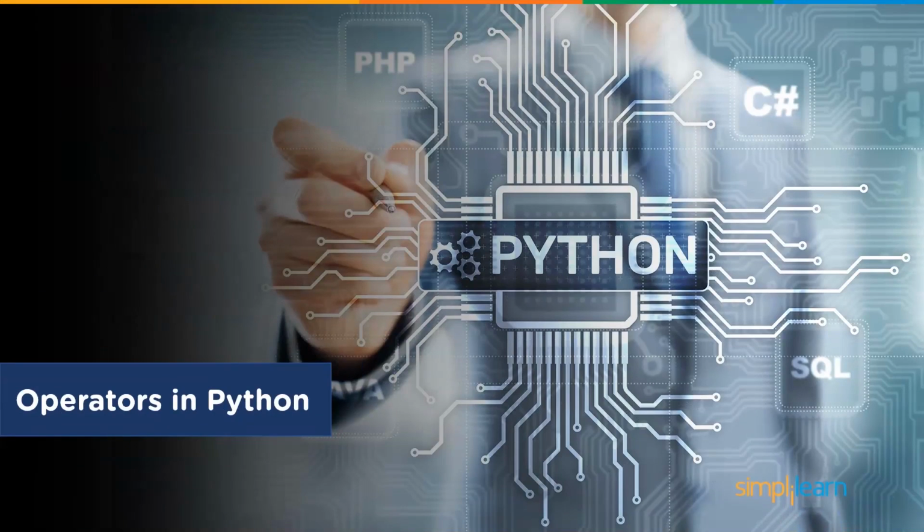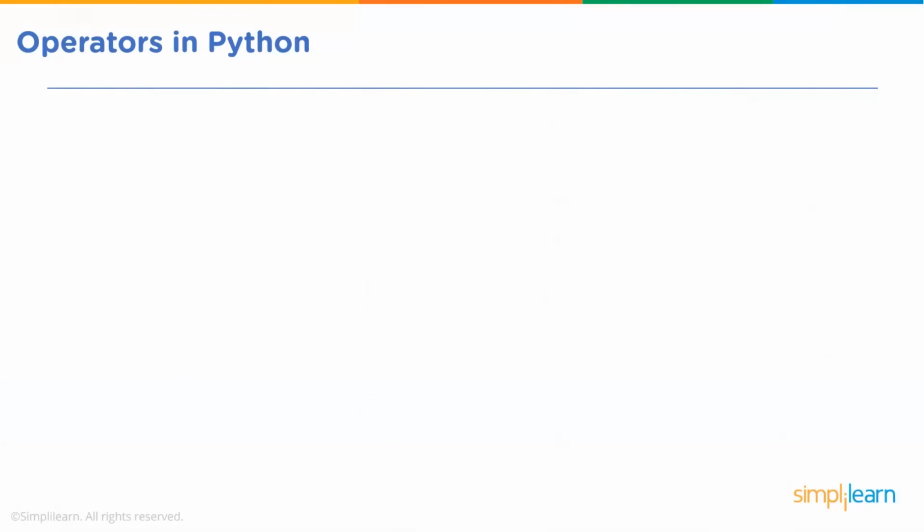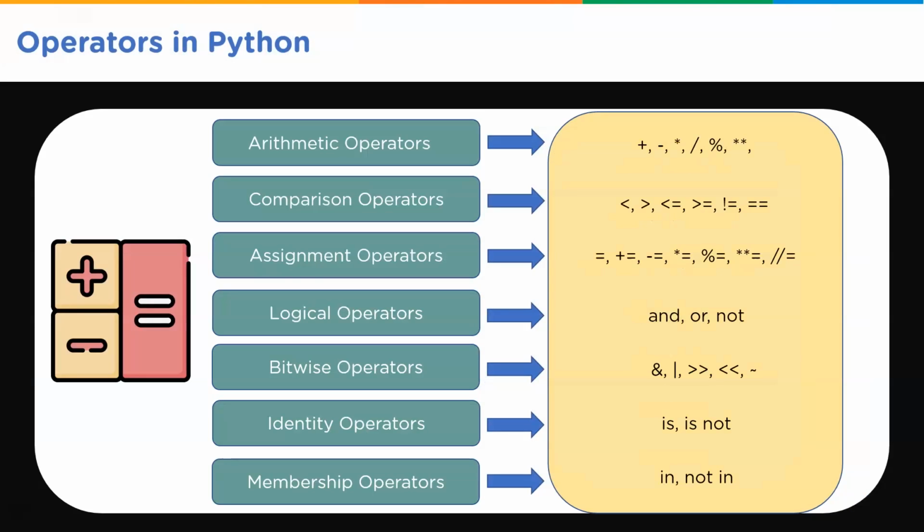Let's see what operators are in Python. Operators are generally used to perform operations on values and variables in Python. These are standard symbols used for logical and arithmetic operations. The value that the operator operates on is called the operand. Here on your screens, you can see the different types of operators available in Python.